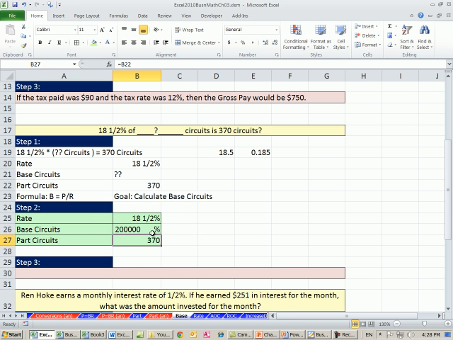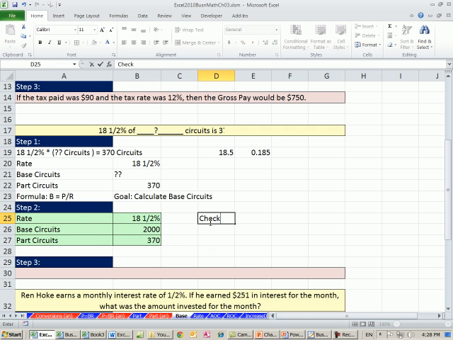What happened there? Oh yeah, we know by now. These cell references are going to suck in the format, but we are not tricked. We're going to go up and just apply general. 2,000. So the base circuits were 2,000. Now let's check.